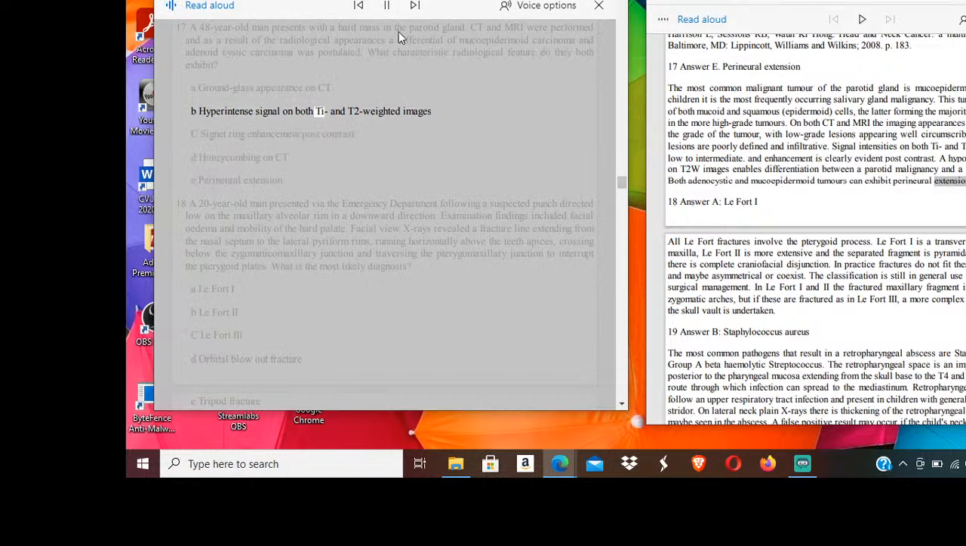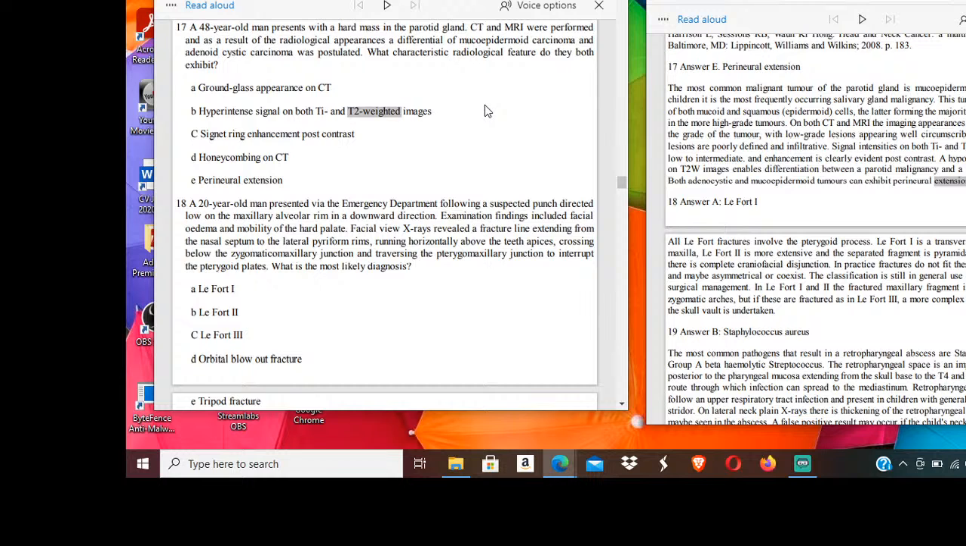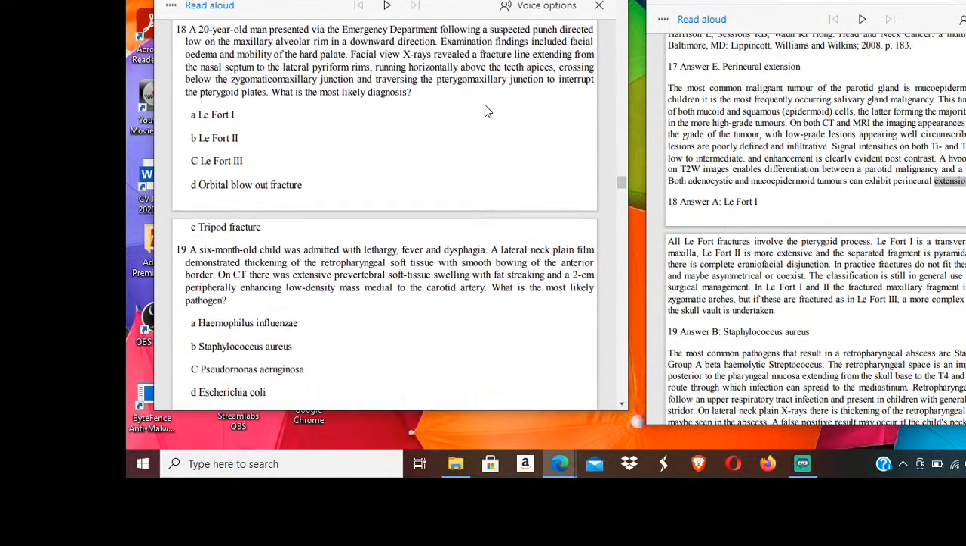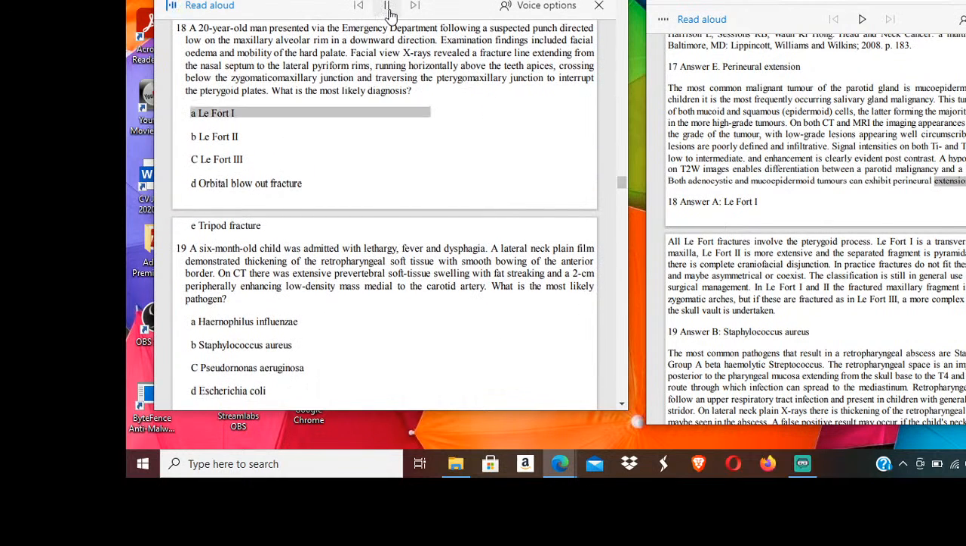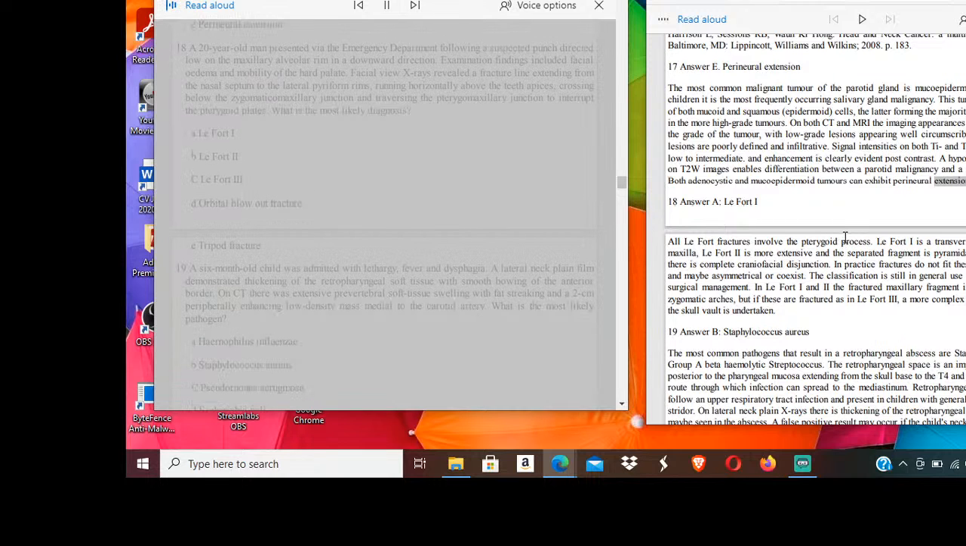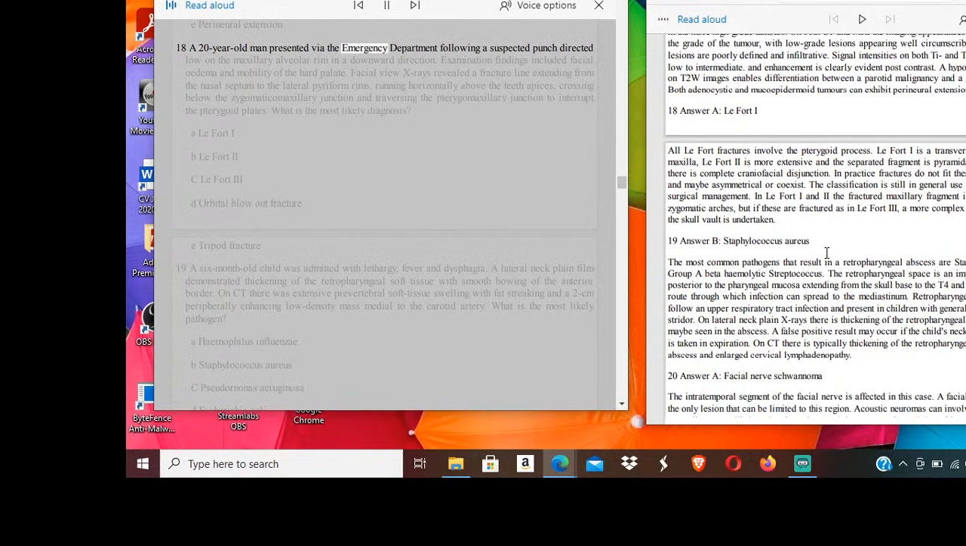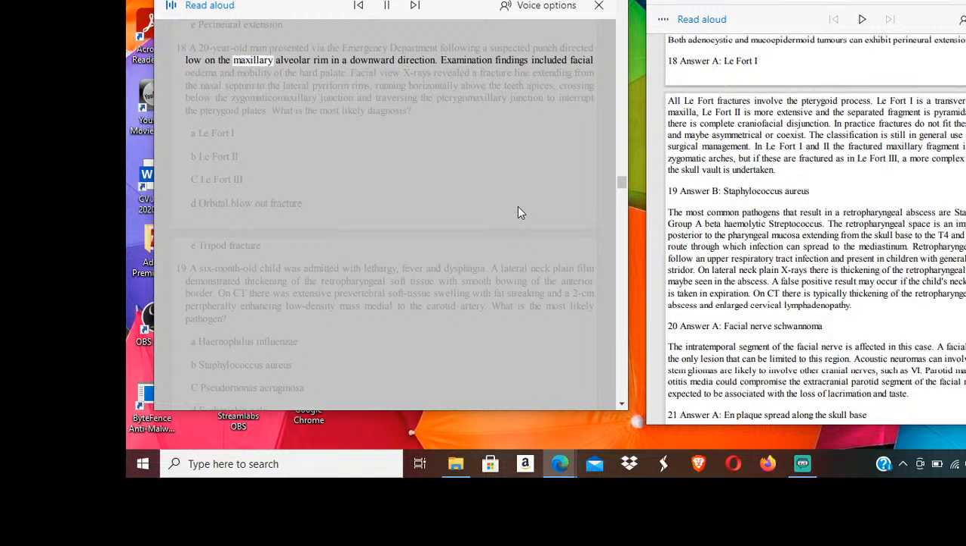Hyperintense signal on both T1 and T2 weighted. Perineural extension. 18. A 20-year-old man presented via the emergency department following a suspected punch directed low on the maxillary alveolar rim in a downward direction. Examination findings included facial edema and mobility of the hard palate.